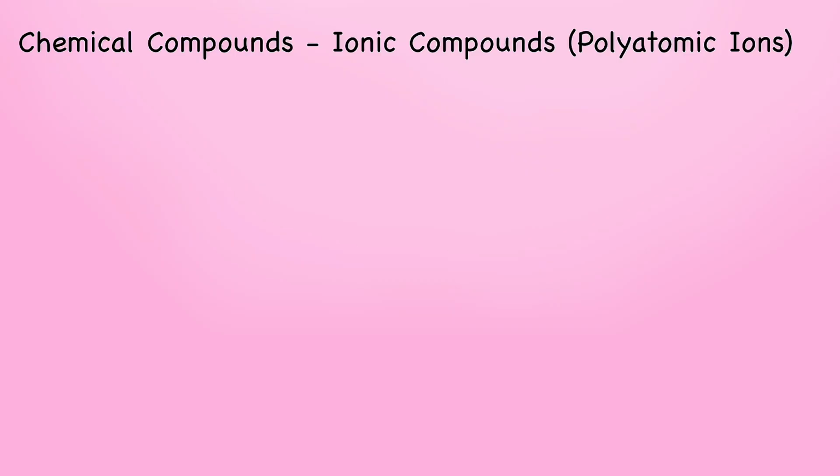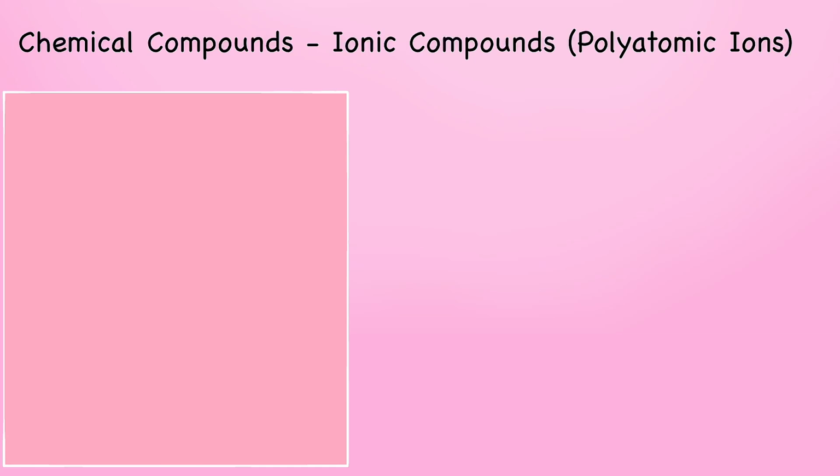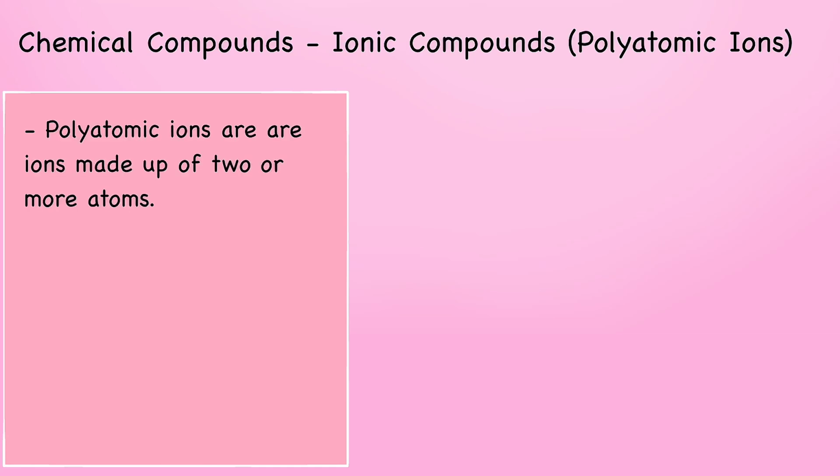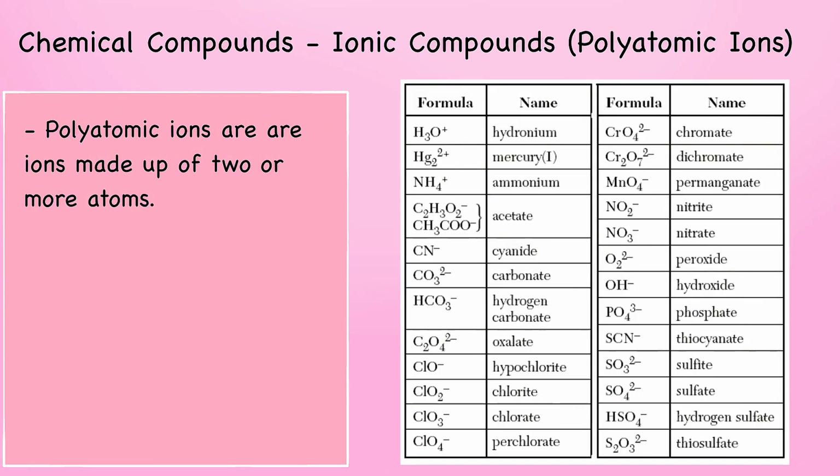Chemical compounds with polyatomic ions are ionic compounds because polyatomic ions have a charge. The charge could be either positive or negative. Your teacher may give you a reference sheet of polyatomic ions or may just tell you to commit them to memory. I'll list some common polyatomic ions on the side just in case.